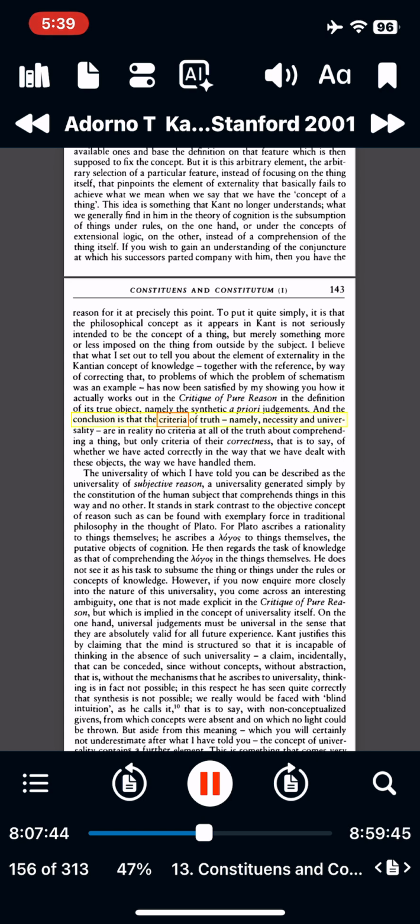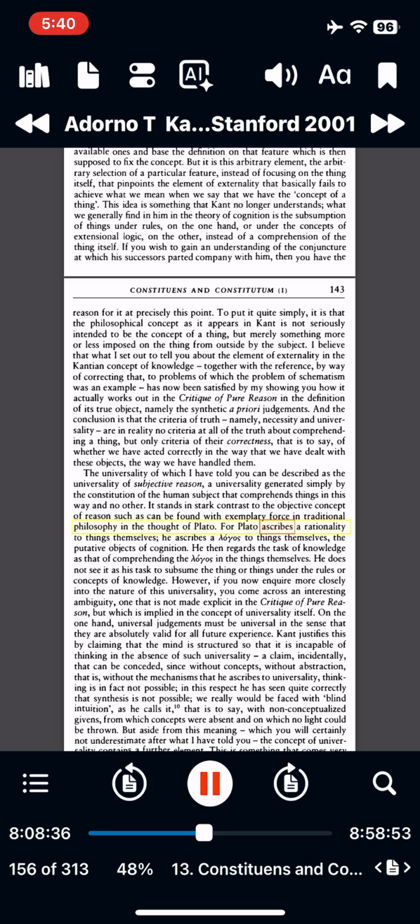And the conclusion is that the criteria of truth, namely, necessity and universality, are in reality no criteria at all of the truth about comprehending a thing, but only criteria of their correctness, that is to say, of whether we have acted correctly in the way that we have dealt with these objects, the way we have handled them. The universality of which I have told you can be described as the universality of subjective reason, a universality generated simply by the constitution of the human subject that comprehends things in this way and no other. It stands in stark contrast to the objective concept of reason such as can be found with exemplary force in traditional philosophy in the thought of Plato.